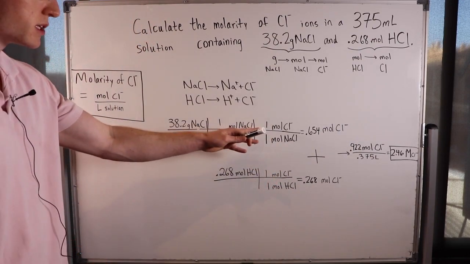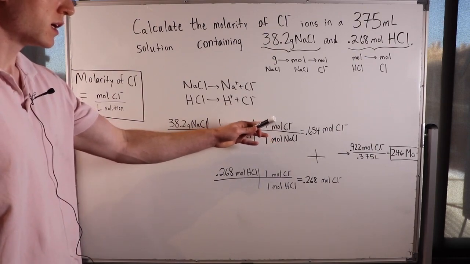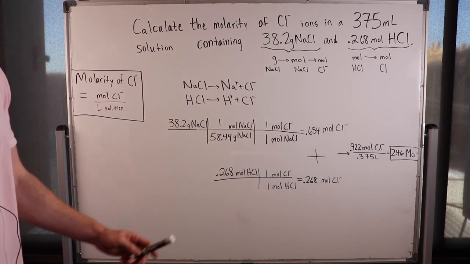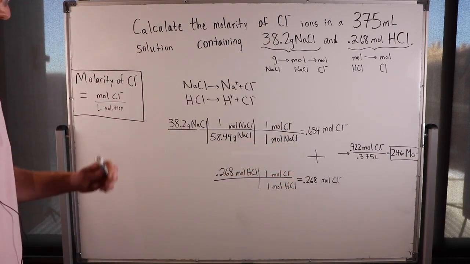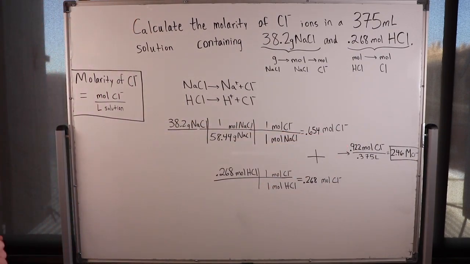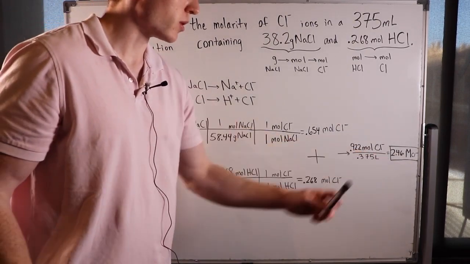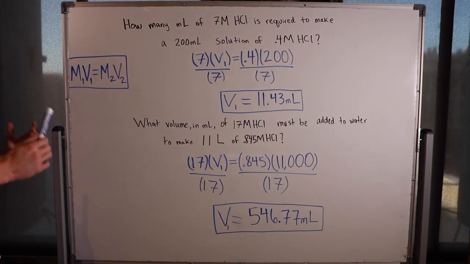If you could just look at this and know that, okay, the moles of NaCl are going to equal the moles of Cl, you don't even have to do this part. But ultimately, we're going to add together the total moles of chloride to get our numerator here, and we get 0.922 moles of chloride over 0.375 liters, and we end up with a final answer of 2.46 molar chloride concentration. Okay, moving on to some dilution problems.